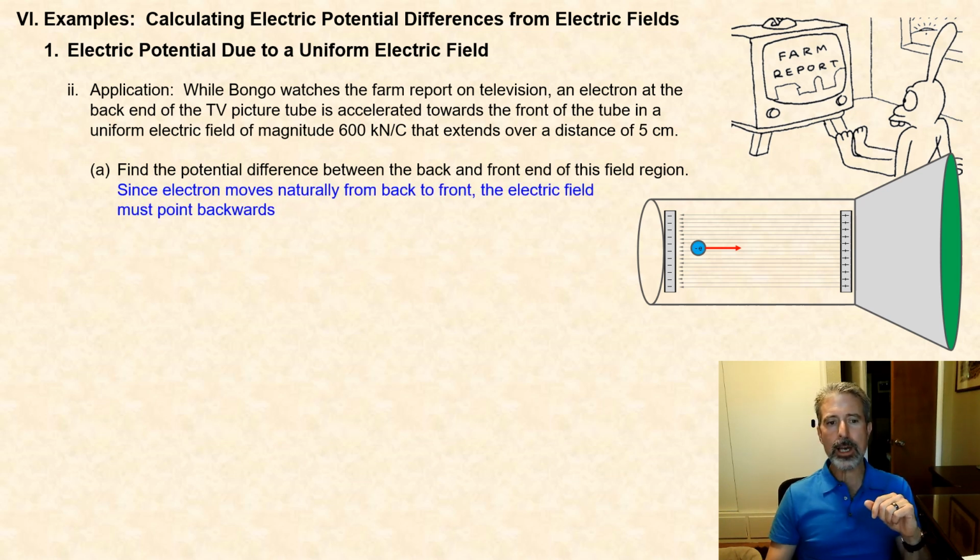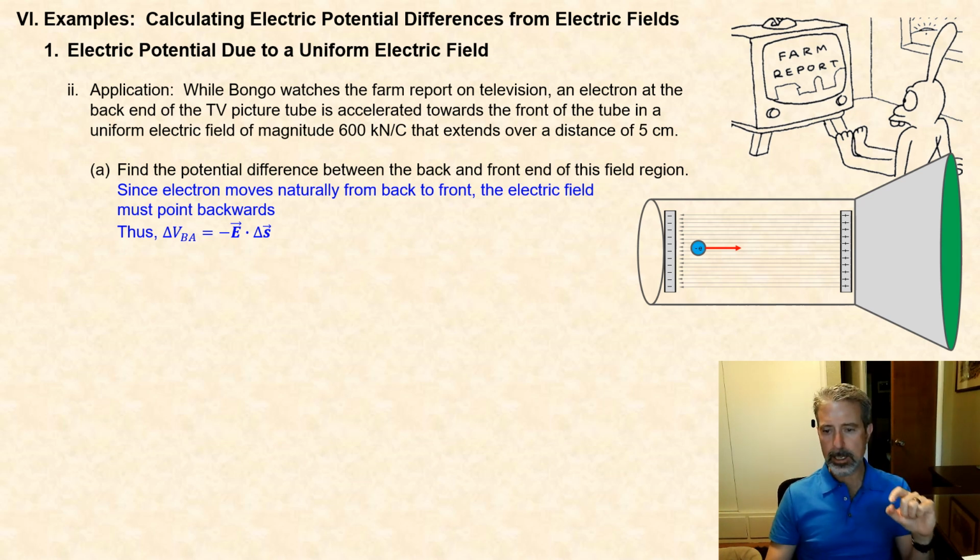Notice here that since the electron moves from the back to the front, the electric field must point backwards. Electrons are negatively charged, and we know that they naturally move opposite the direction of the electric field, as positive charges move in the direction of the electric field, by definition. So we have the direction of the field, which is shown to you here, and we're going to use the definition that we derived on the previous slide.